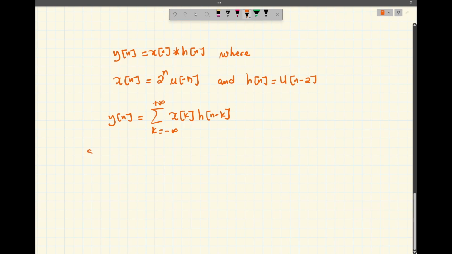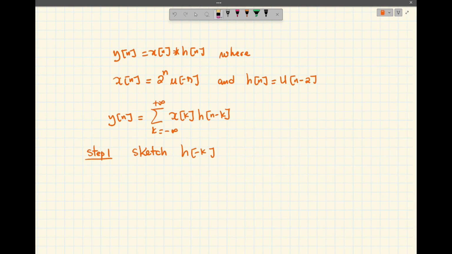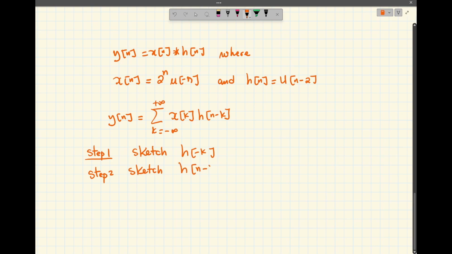So in step 1, we are going to sketch h of negative k. Then in step 2, we're going to sketch h of n minus k. So in step 1, let's sketch.